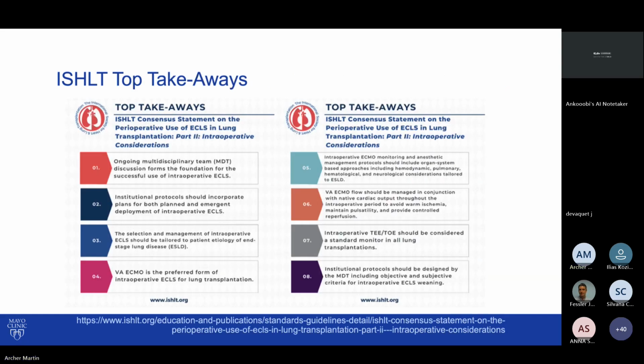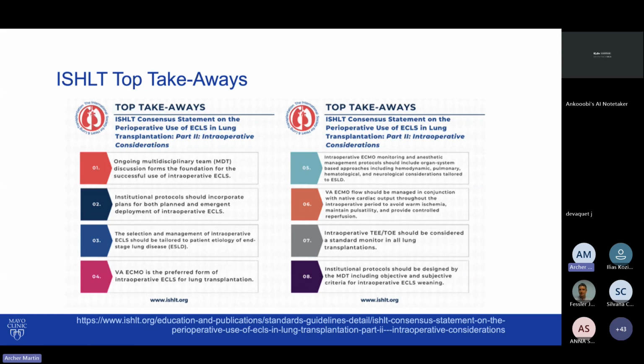In fact, when the ISHLT posted this on social media, they had their top takeaways. There were 8 of them. This is just for the intraoperative consensus. Once again, if we went through each one of these as well, we really wouldn't be able to get through it for this entire time. You can see the website here listed below.